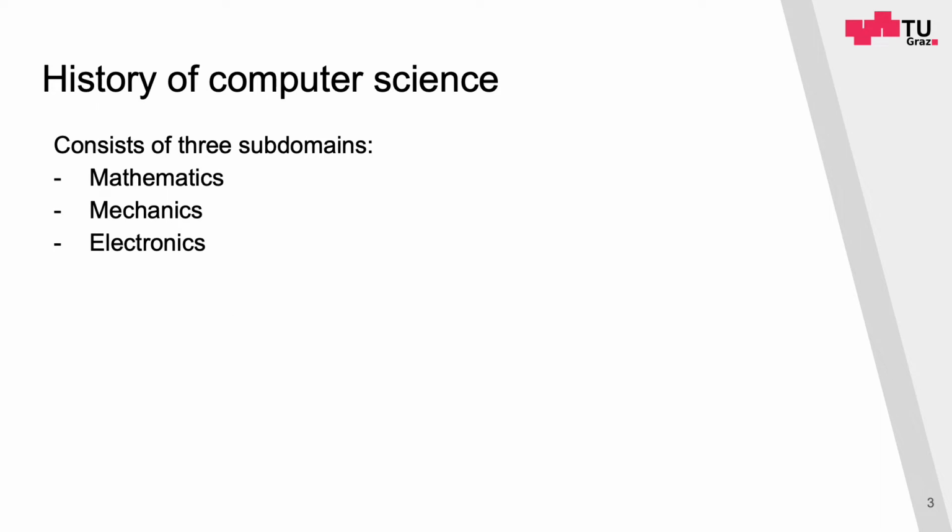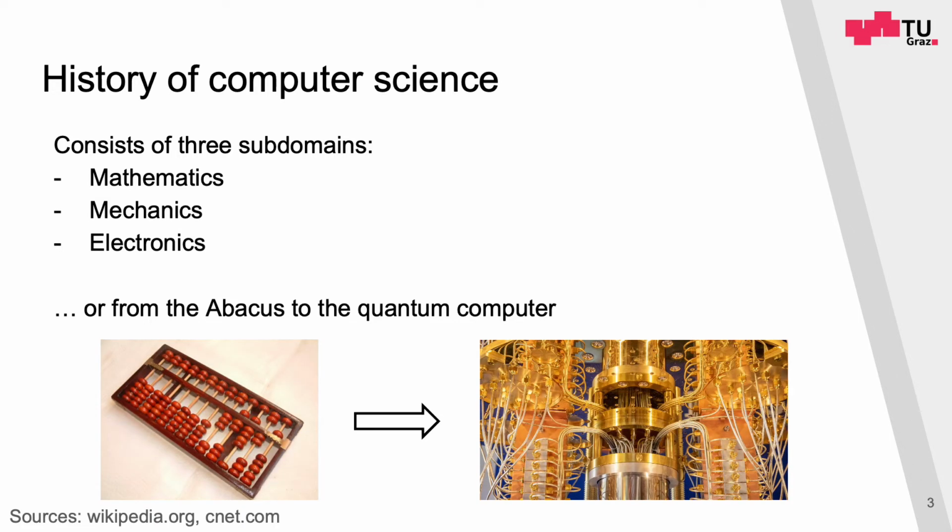The history of computer science covers 3 subdomains. The first one is mathematics. So it all started off with plain mathematics. And then after the wheel got invented, scientists tried to implement some of this mathematics using mechanical devices. And then after the electronic revolution, so to say, the mechanical parts inside computers, for example, got replaced with electronic parts. Or one could also say from the abacus to the quantum computer.